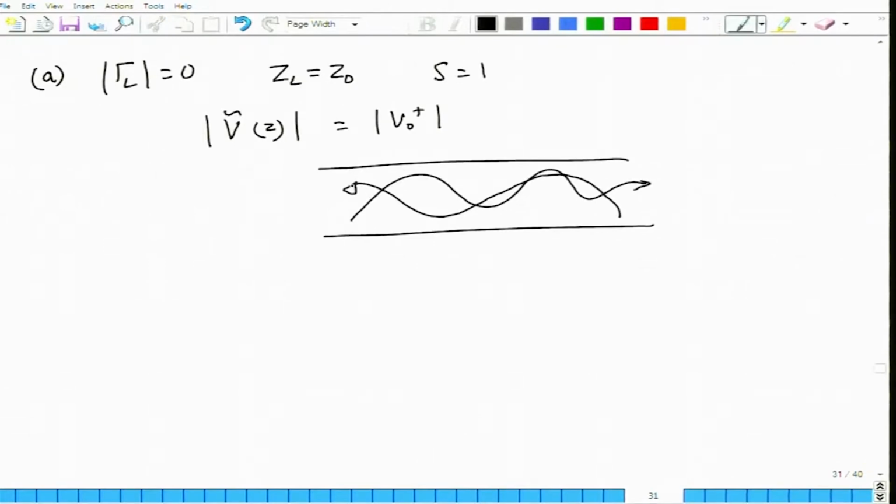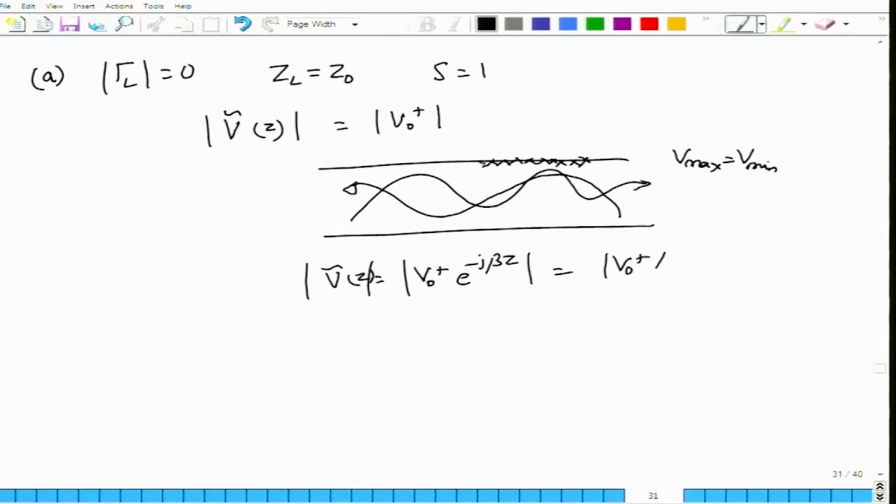voltages. So, when there are no back reflected voltages, your voltage phasor would simply be equal to V0 plus e to the power minus j beta z. Okay, this is the only wave that is propagating, there are no reflections, gamma L equal to 0, and the magnitude of this will simply be equal to V0 plus. So, in this case the maximum voltage will be equal to the minimum voltage, and this location of maximum voltage and minimum voltage occurs at all points on the transmission line. So, this is only a very special case when S is equal to 1.